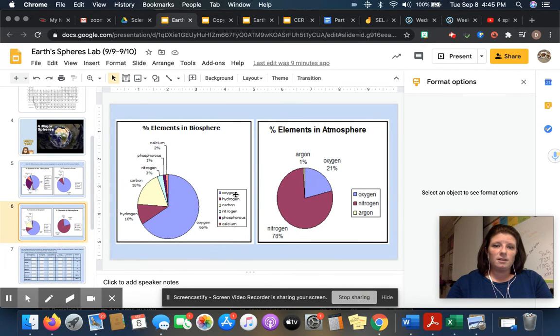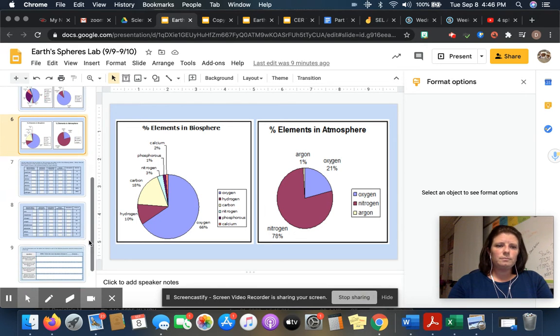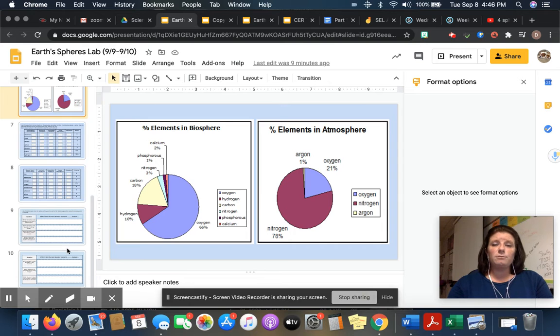Within the biosphere, we have 1, 2, 3, 4, 5, 6. And in the atmosphere, we have 1, 2, and 3. What you are going to do is complete the remaining 4 slides in this lab.